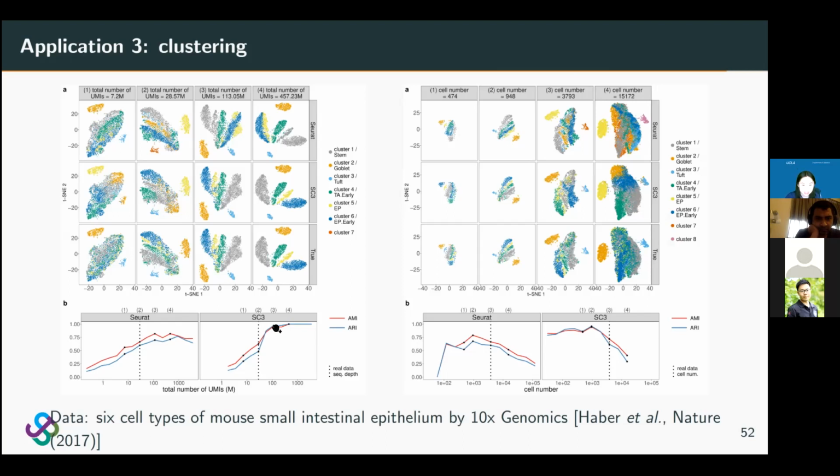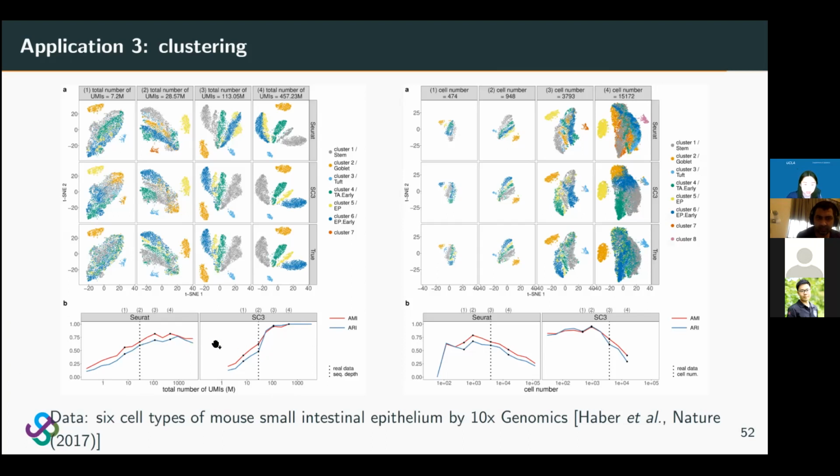However, there is some saturation effect, right? If you go beyond the sequencing depth, then further increase doesn't help that much. And we see that this dashed line is marking the real data sequencing depth. So what this suggests is that by our simulator, if we increase the sequencing depth further, we could improve the clustering accuracy. Okay, that's the first message for experimental design.